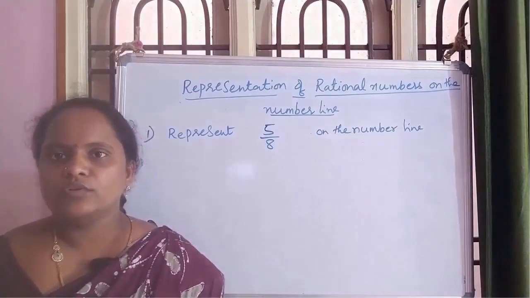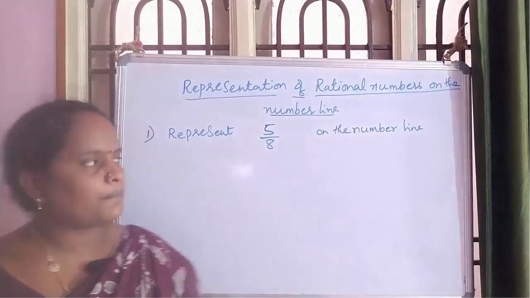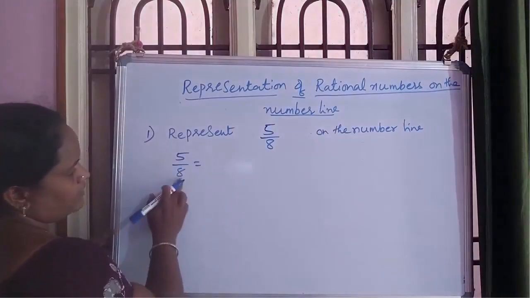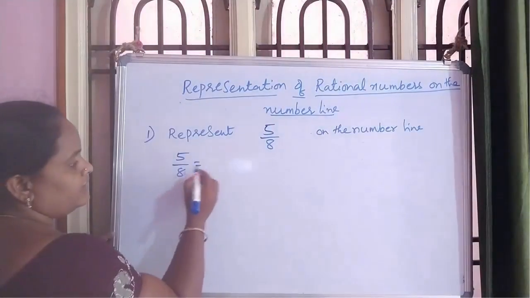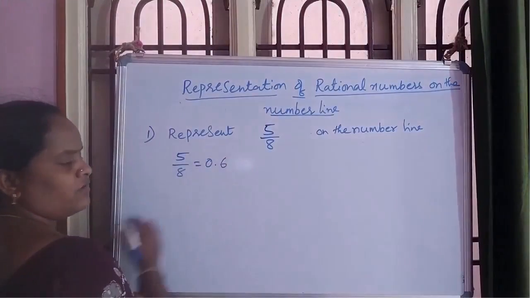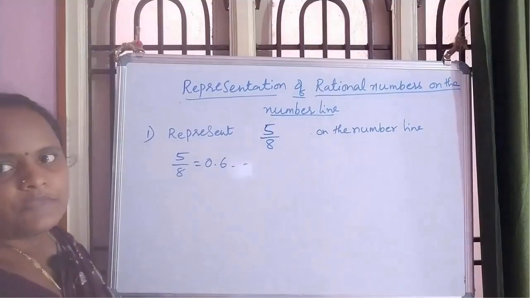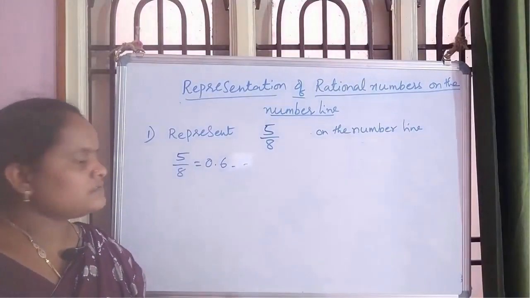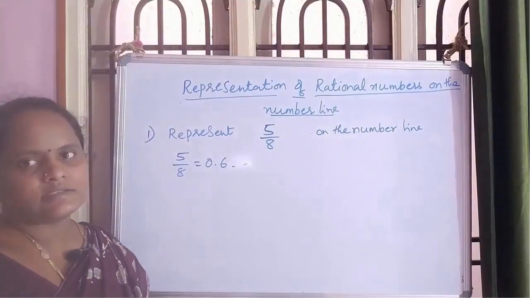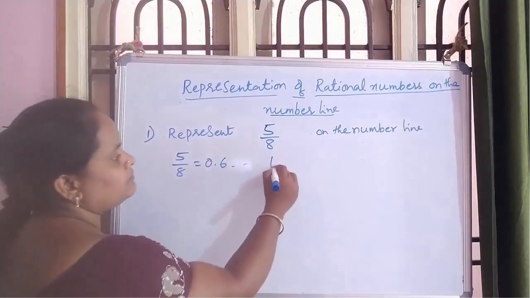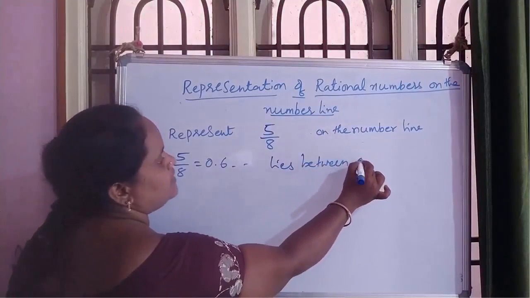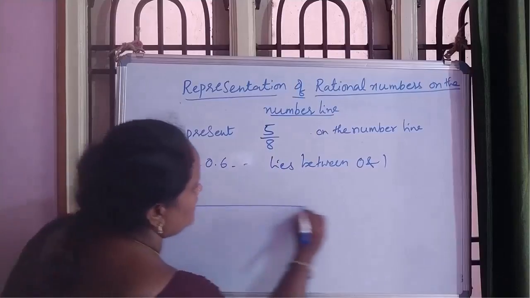Now let us see how to represent 5 by 8 on the number line. 5 by 8 is nothing but 0.625. Approximately, the value of 5 by 8 is 0.6. So it lies between 0 and 1. So let us draw a number line.